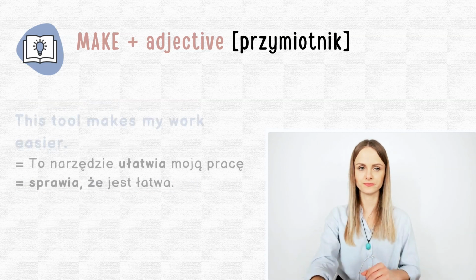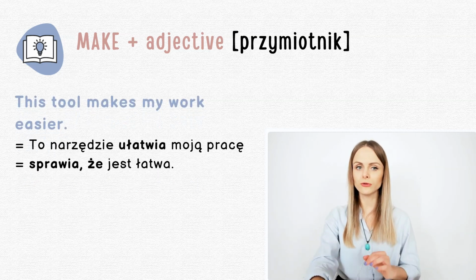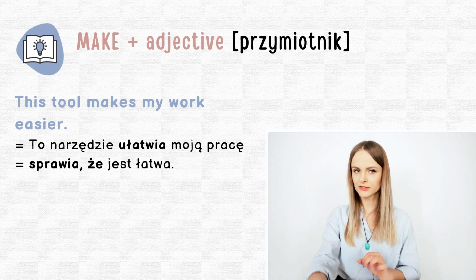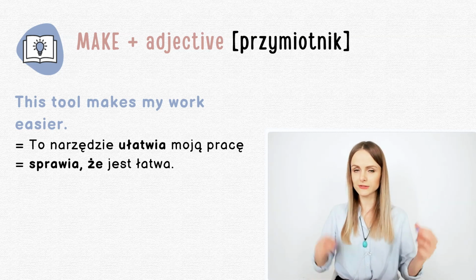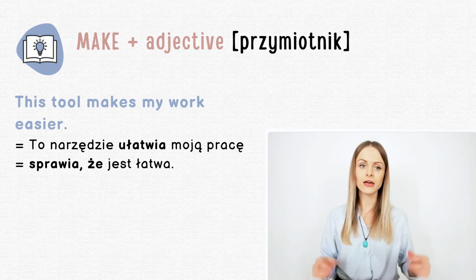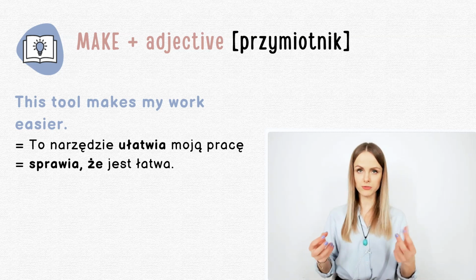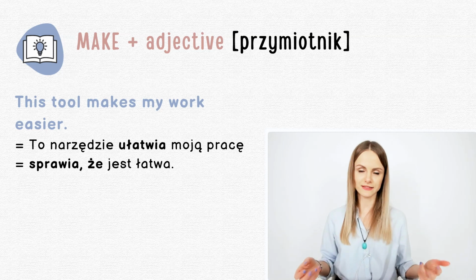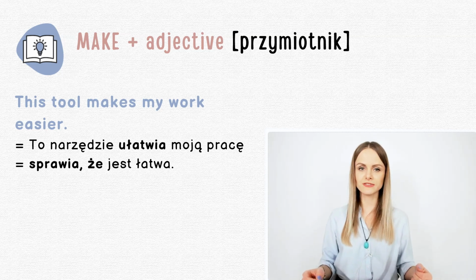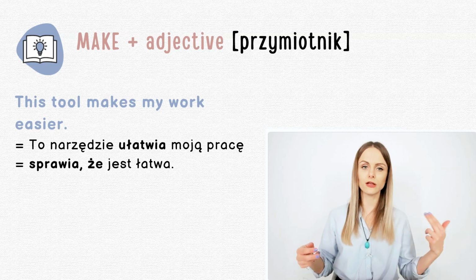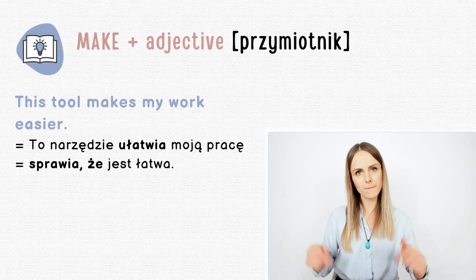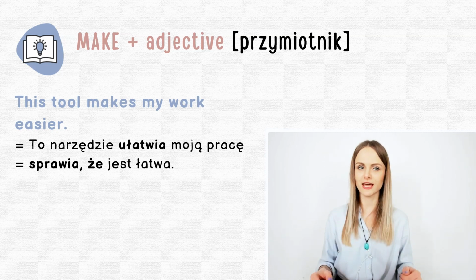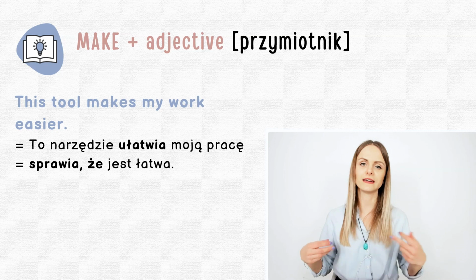Another example, this tool makes my work easier. So you see, this tool makes, you have this S because it's present simple, you have this tool, which is it, so you need to add this S ending. This tool makes the object my work easier, the adjective. So instead of saying that thanks to this tool my work is easier, but of course you can use this sentence, maybe it would be a bit better to say this tool makes my work easier.